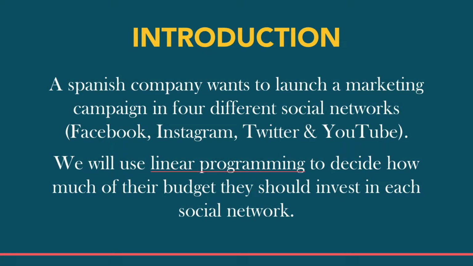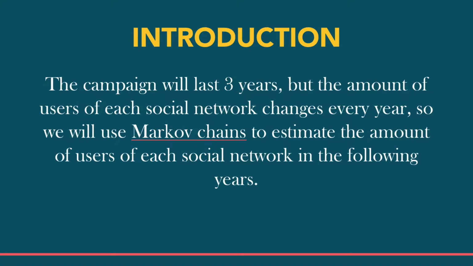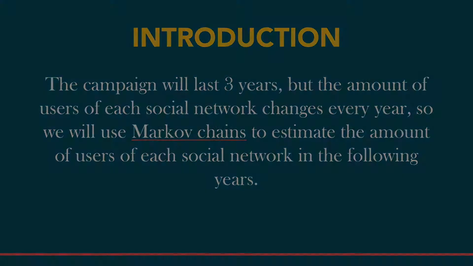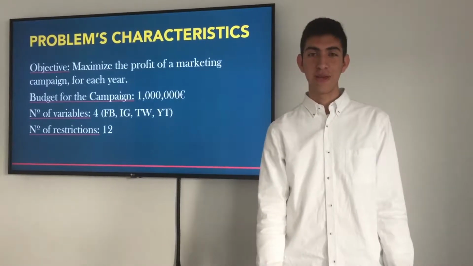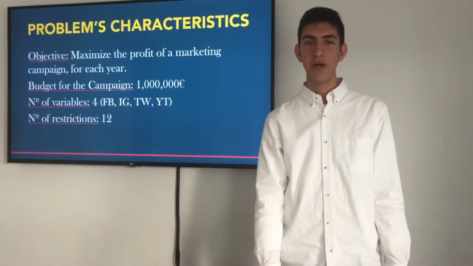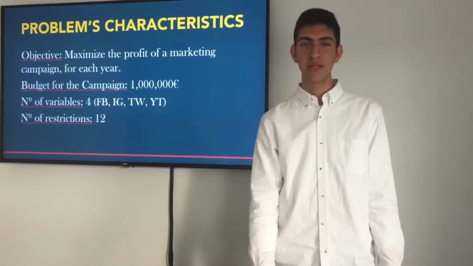A Spanish company wants to launch a marketing campaign in 4 different social networks. We will use linear programming to decide how much of their budget they should invest in each social network. The campaign will last 3 years, but the amount of users of each social network changes every year, so we will use Markov chains to estimate the amount of users of each social network in the following years. The objective is to maximize the profit for each year of the campaign. We have a 1 million budget, 4 variables and 12 restrictions that we will explain later.